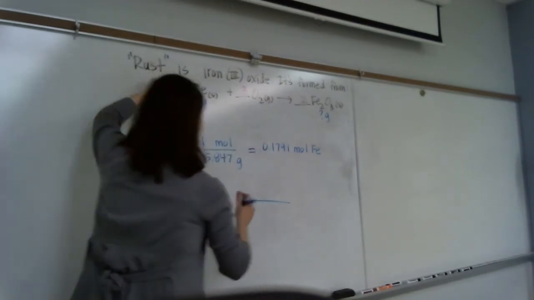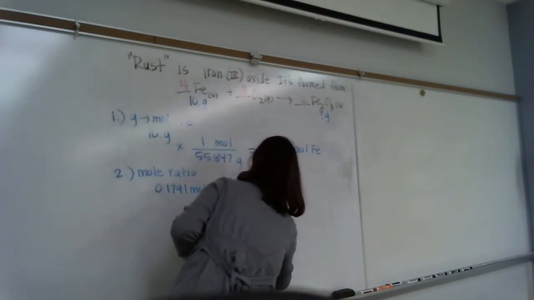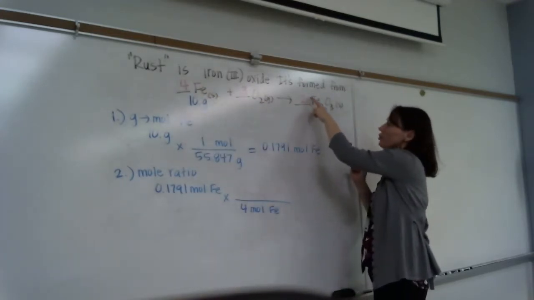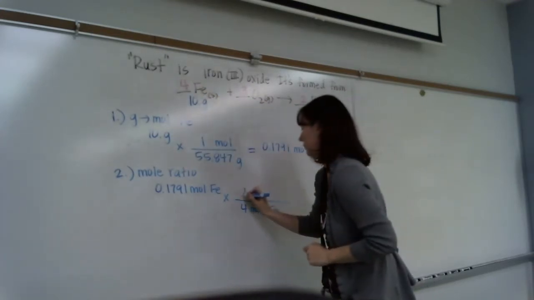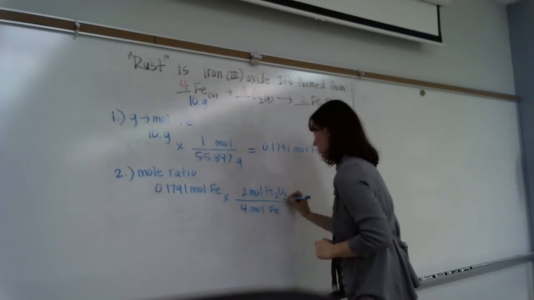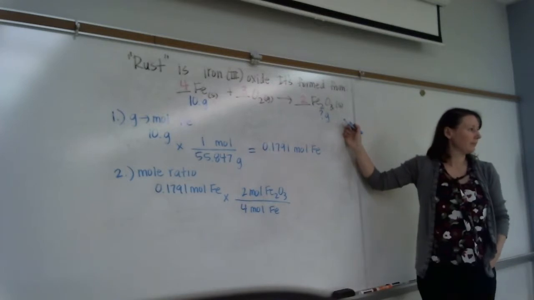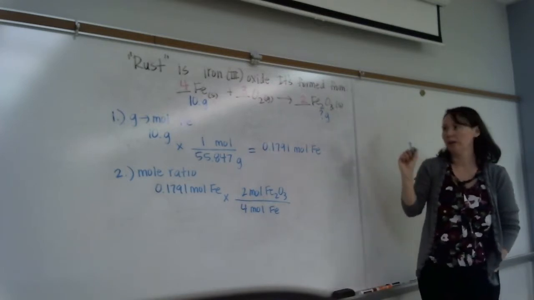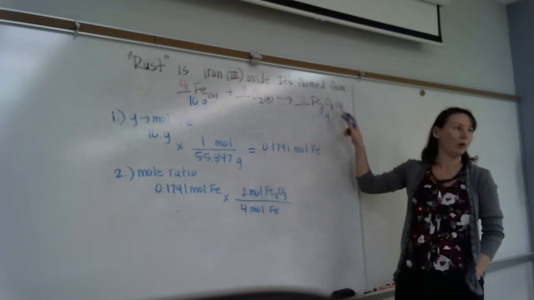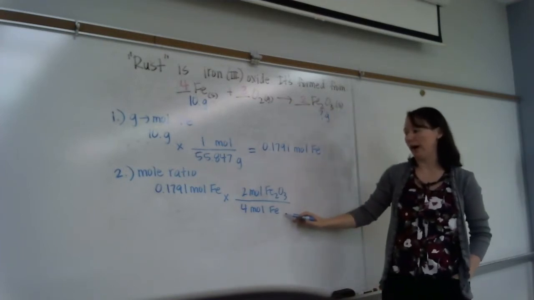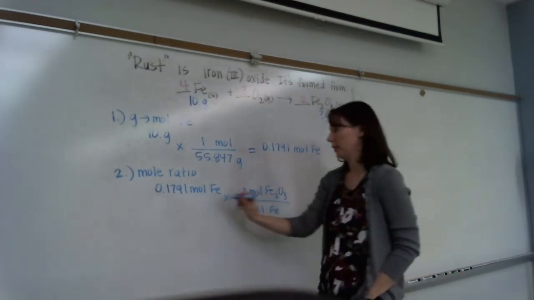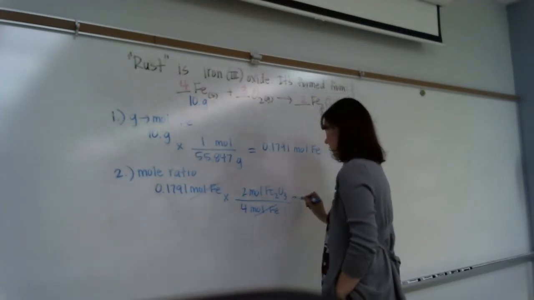All right, now it's time for the mole ratio step. For every 4 moles of iron that I use, I produce 2 moles of rust. Does everyone see how we did that? That just comes straight from the balanced equation. For every 4 moles that I use, I produce 2 moles of rust. Why does iron go on the bottom and not the top? That's the one we're trying to get rid of, right? So moles of iron goes away.